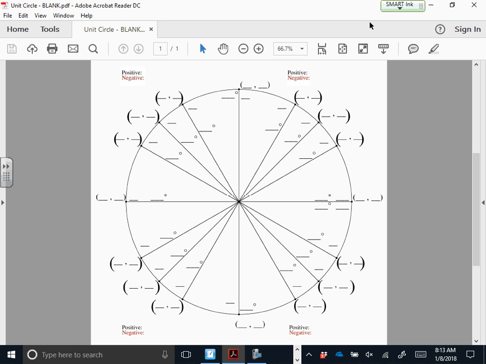Well, we'll solve the same ratios. So the radical 3 over 2 is always going to be across the 60.